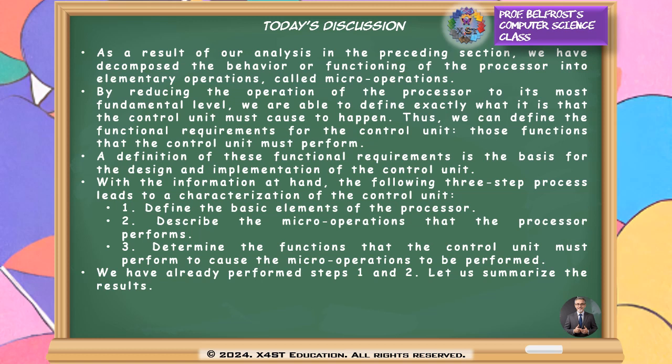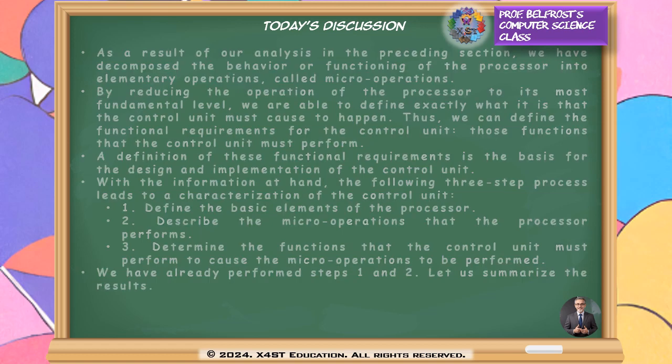With the information at hand, the following 3-step process leads to characterization of the control unit. First, define the basic elements of the processor. Second, describe the micro operations that the processor performs. And third, determine the functions that a control unit must perform to cause the micro operations to be performed. We have already performed steps 1 and 2, and let us summarize the results.